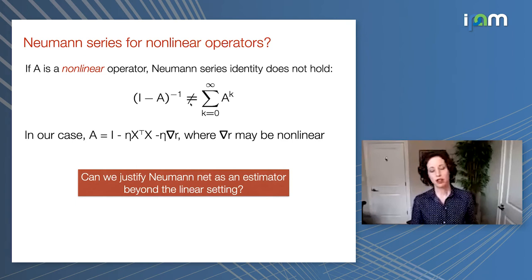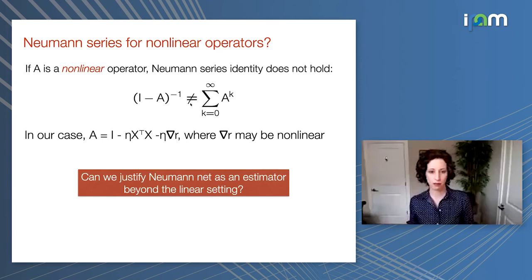And so for our setting with the Neumann networks, if we're using, say, ReLU neural networks, all of a sudden we've got some pretty strong nonlinearities in our estimate. And so you might ask, well, is it really justifiable to use this Neumann series as a starting point, or is it totally ad hoc? Which is a pretty fair question. So I want to dive into that a little bit more before we look at some empirical results.